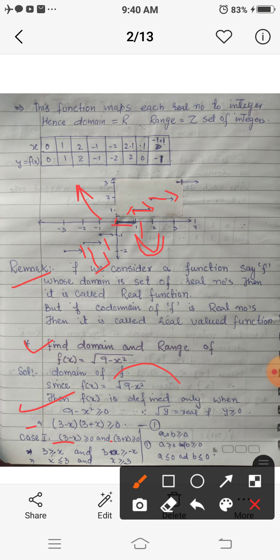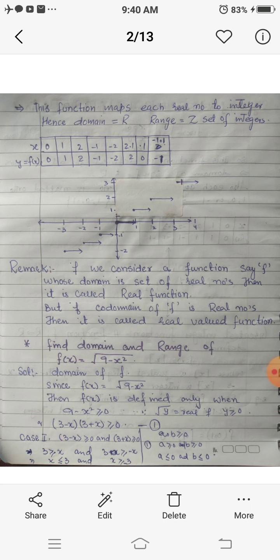So this means that when 3 minus x is greater or equals to 0, in case first, and 3 plus x is greater or equals to 0, it implies that by transferring variables and constants on one side, it is simply x less or equals to 3 and x greater or equals to minus 3. So in this case we will get this.